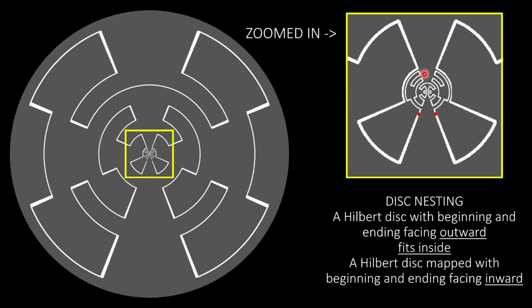If you take a Hilbert curve disk with the beginning and end facing outward and place them inside of a Hilbert curve with the beginning and end facing inward, you can nest them inside of each other. The outward-facing Hilbert curve will have to be shrunk to a significant degree to fit inside of the inside-facing one, even further so for higher-order curves.